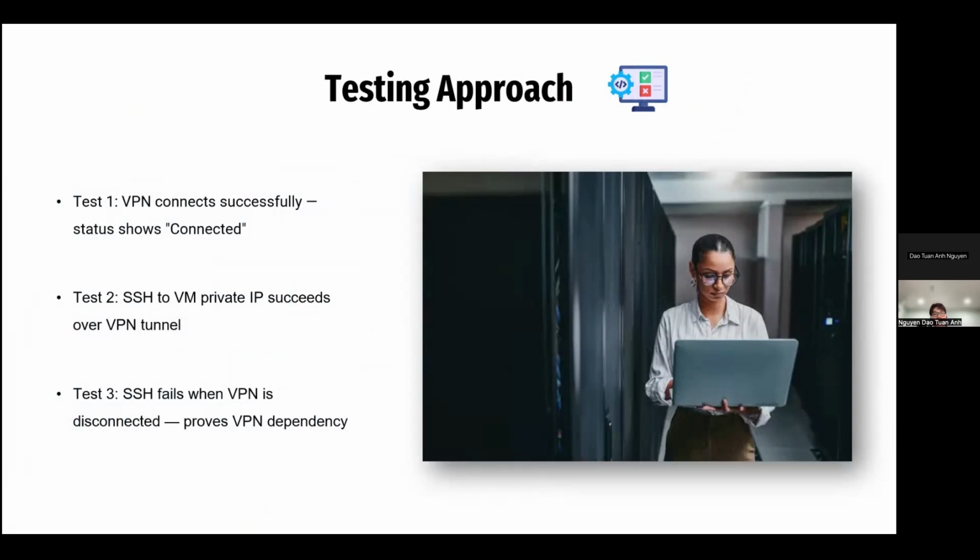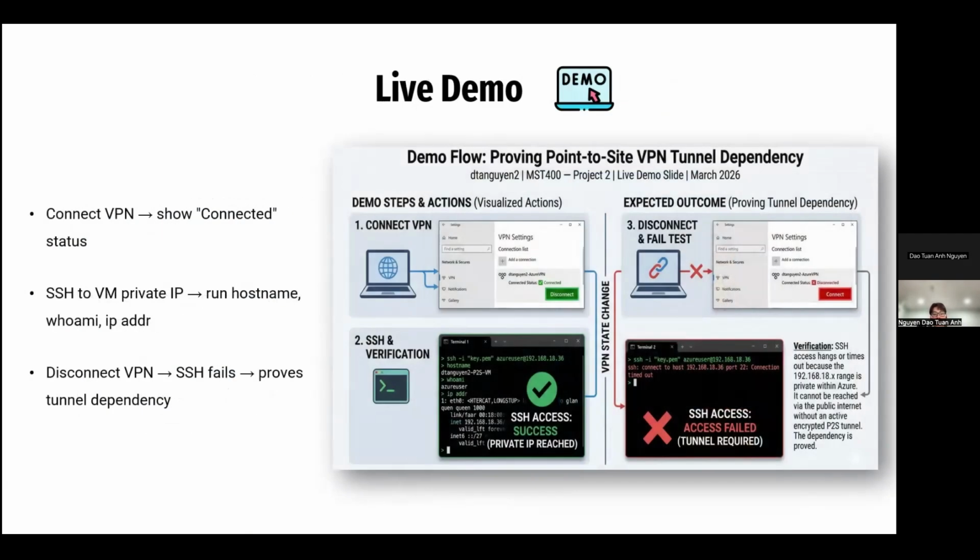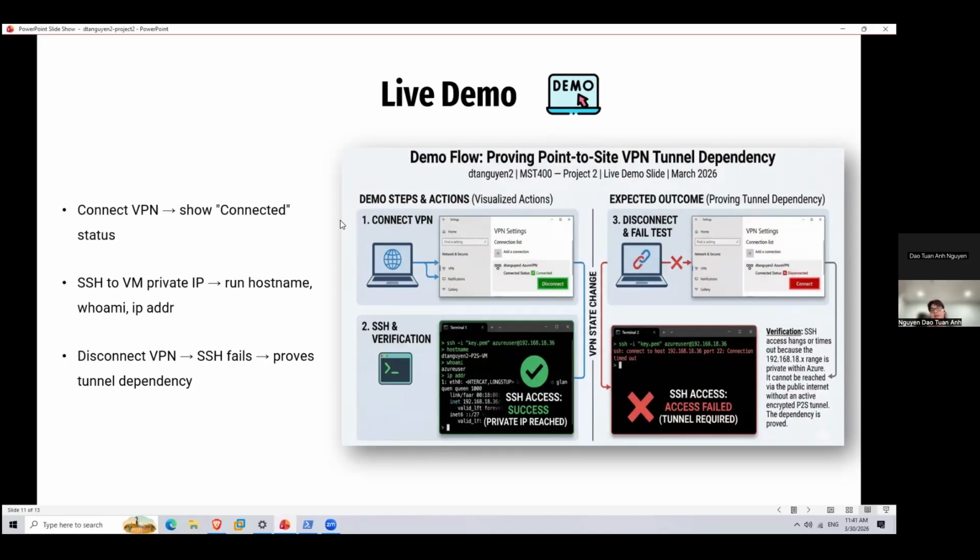Next is testing approach. My testing approach had 3 parts: verify VPN connects, verify SSH works over the tunnel, and verify SSH fails without the tunnel. This proves the connection is VPN dependent. Next is my live demo. Now I'll do a live demo. I'll connect the VPN, SSH into the VM, run some commands, then disconnect the VPN and show that SSH fails. Let me switch from PowerPoint to my desktop.